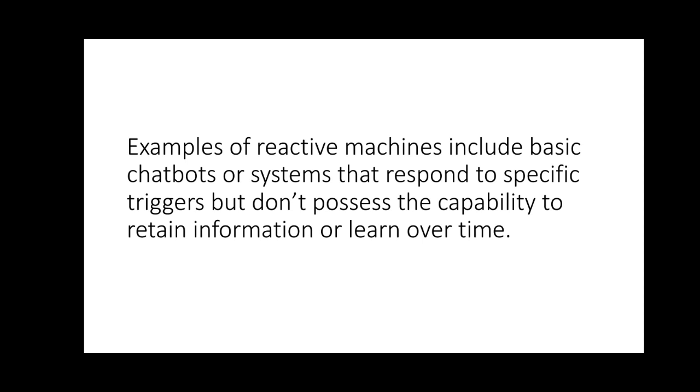Examples of reactive machine include the basic chatbots or systems that respond to specific triggers but don't possess the ability to retain information or learn over time. Like we said before, reactive machine doesn't retain information of the past experience. It only works with what is present, like it works with the present information. That's what reactive machine does.